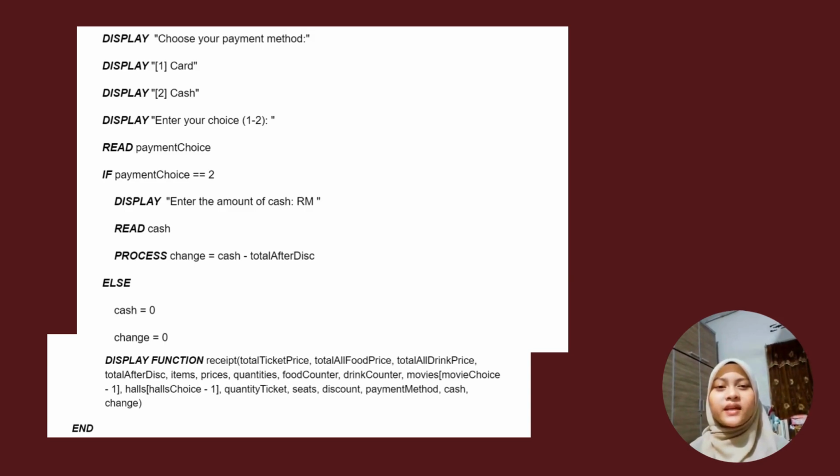If the payment choice is 2, meaning the user wants to pay with cash, the program will ask the user the amount of cash they want to insert, either according to the total amount they should pay or more than that. If the amount of cash is more than the total amount, the program will use the formula cash minus total after discount as the change that the user should receive. This will be called at the receipt later. And if the user chooses 1, meaning card, the program will not display anything, and after done with the payment, the function receipt will be displayed. The program then will end.